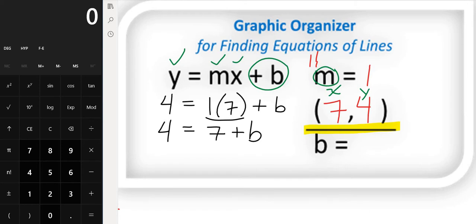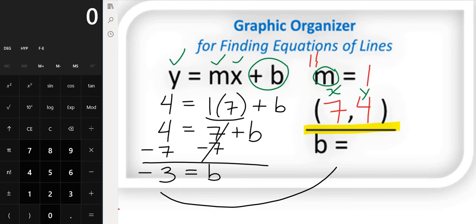Okay, we want to get b by itself, so we're going to subtract 7 from both sides. These cancel on the right. 4 minus 7, I'm going to get a negative number because 7 is a larger number than 4. So I'm going to get negative 3 equals b. That goes right into here to finish out my graphic organizer. And now I'm ready to state my final answer.